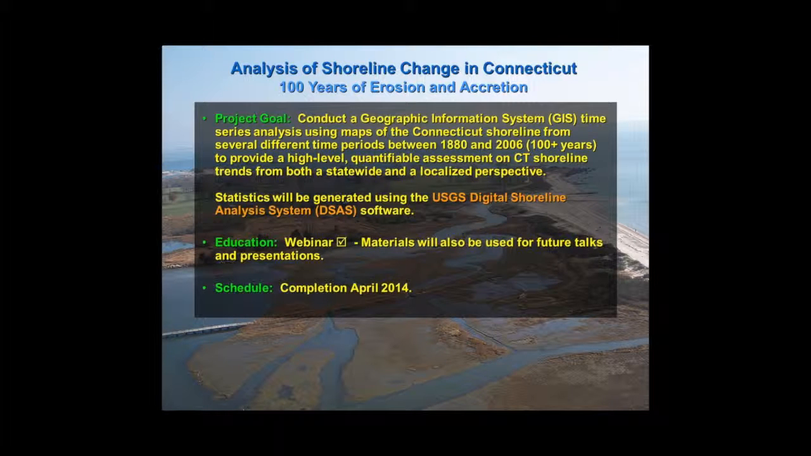So basically this project's goal is to conduct a GIS time series analysis using maps of the Connecticut shoreline from two time periods, mainly the 1880s and 2006, about 100 plus years. The goal is to provide a high-level, quantitative assessment of the Connecticut shoreline, both from a statewide perspective and from a localized perspective. And we use a piece of software called Digital Shoreline Analysis System, or DSAS, to do the analysis.